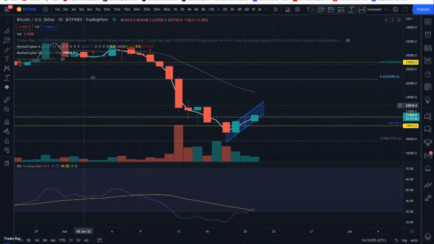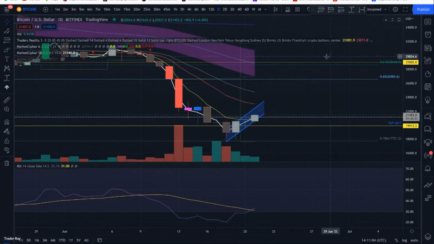Matter of fact, you know what? Actually, let me put this one up again. This tool is from Traders Reality. Definitely check that out. If you just go here to the toolbar and type in Traders Reality, you're going to get this one. It has a lot of likes.